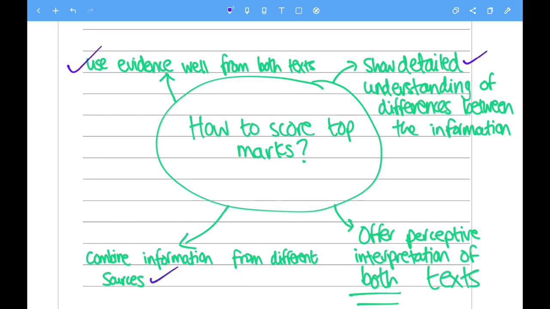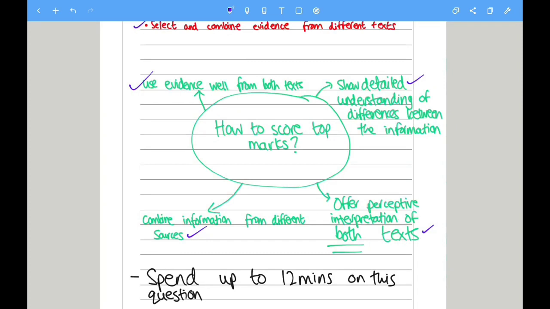So see if you can make any connections of how they are different in terms of the explicit differences, what are the obvious differences, and what the not so obvious differences. Offer perceptive interpretation of both texts as well. So read between the lines, use your inference to show the examiner what those differences are. In terms of time, you should spend up to 12 minutes on this question. But to be honest, a lot of students can finish this question within, I would say, 10 minutes. So anything more than 12 minutes, that's taking too long for the question.